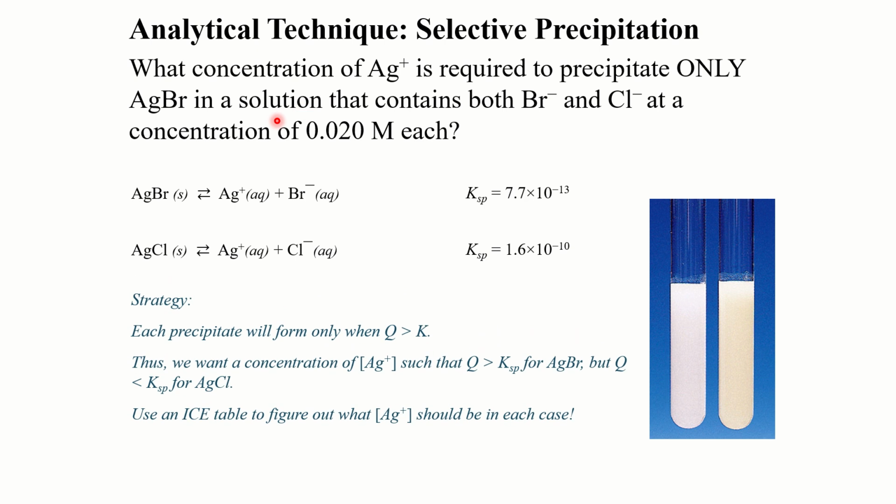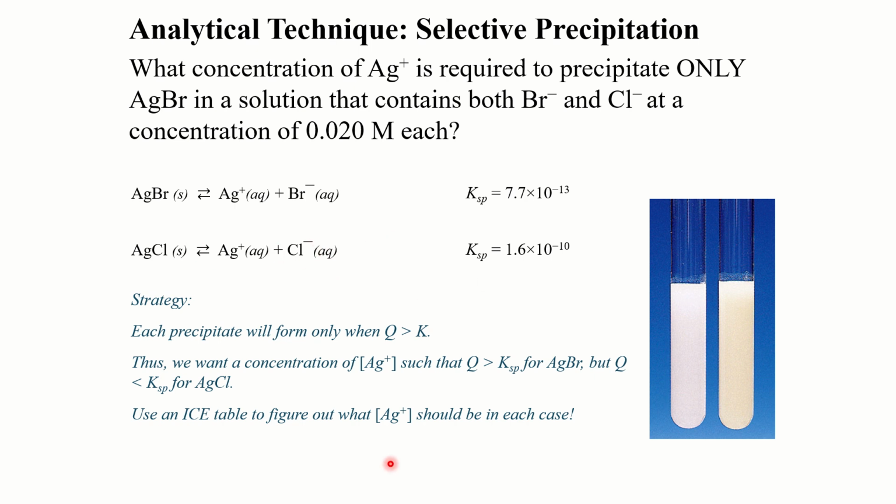Okay, so our strategy here is to note that each compound will form a precipitate only when Q is greater than K. So what we want to do here is precipitate only the AgBr. We only want to precipitate this compound with the smaller KSP value. So we want a concentration of silver ions that is big enough where Q is greater than K for AgBr to precipitate it, but not so high that it also precipitates the AgCl.